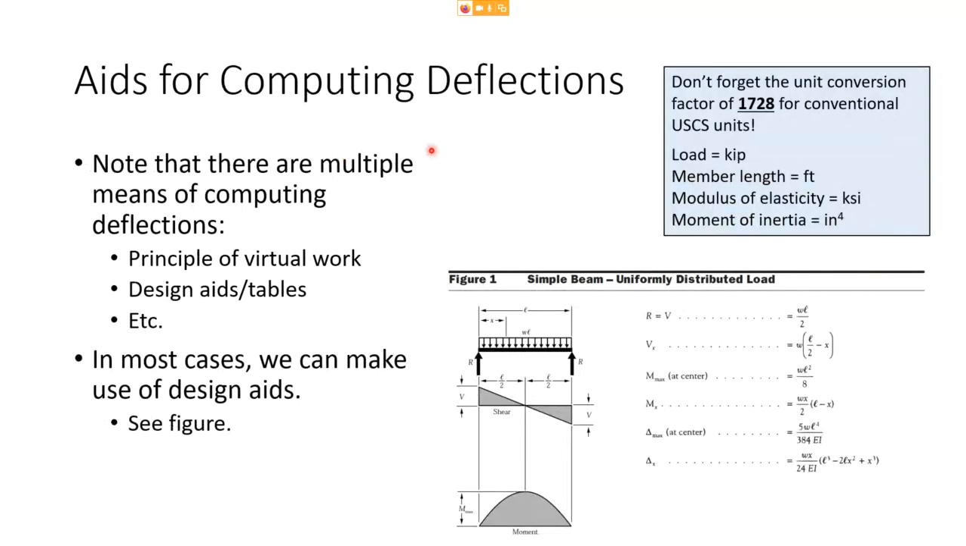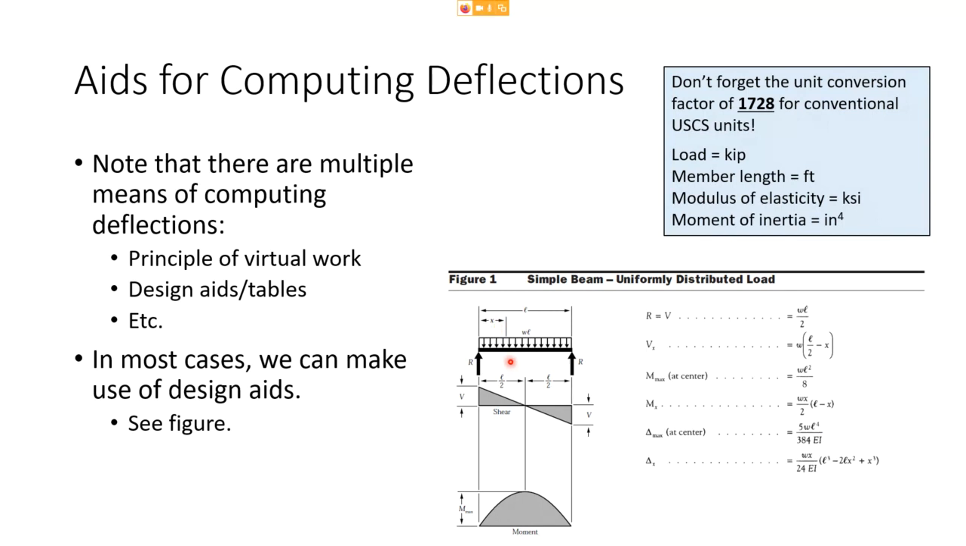Speaking of which, let's recognize we are computing deflections. Remember, we could use the principle of virtual work, or we could use some of these design aids. We're going to be using these design aids today. So I have an image below. This should be familiar. For instance, the maximum moment, WL squared over 8. By now, everybody should be very familiar with that. What we're going to do is utilize this formula here. This is the formula for maximum deflection in a simply supported beam with a uniformly distributed load.